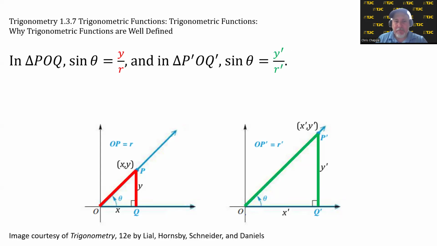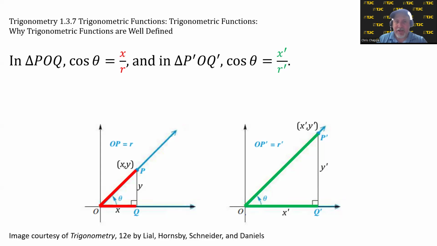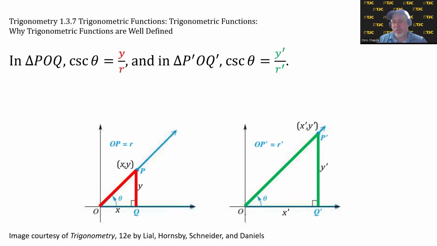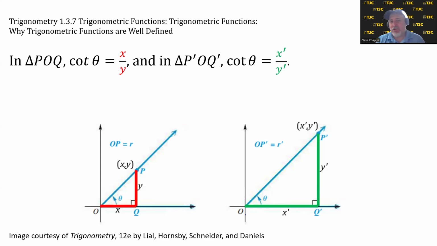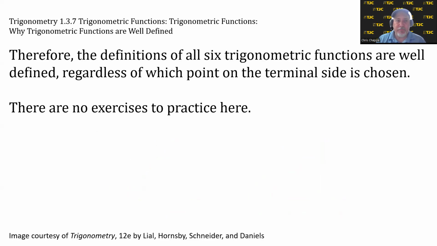For sine of theta, it would be y over r or y prime over r prime, which are equal because of similar triangles. For cosine, x over r compared to x prime over r prime, again equal because of similar triangles. Cosecant, being the reciprocal of sine, would be r over y versus r prime over y prime, equal due to similar triangles. For secant, r over x versus r prime over x prime, again equal because of similar triangles. And lastly, for cotangent, x over y or x prime over y prime, equal because of similar triangles.